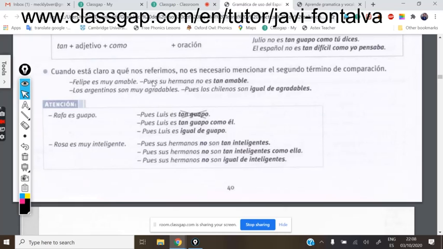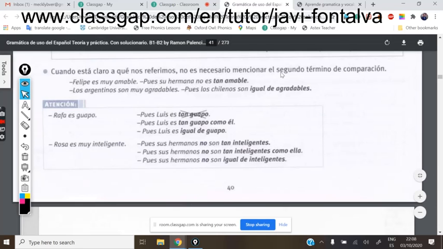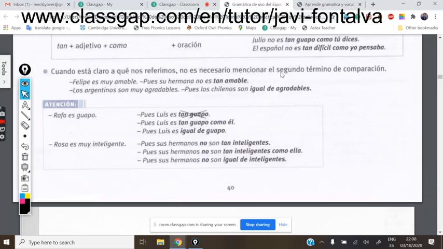Okay, so this is basically saying if you have it clear, so if you have a context and you know what you're talking about, then you don't really need to finish the full sentence. So, for example, Felipe es muy amable, pero su hermana no es tan amable. So you can just finish with tan amable because we already know we're comparing Felipe's sister to Felipe, right? I don't need the como at the end. Exactly, because it's clear by context. Los argentinos son muy agradables, pues los chinos son igual de agradables. Here again the same. Okay.